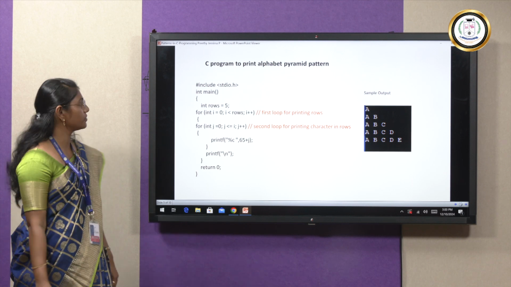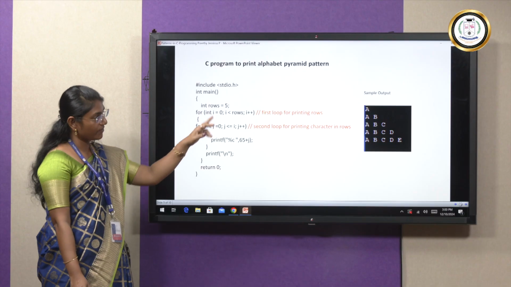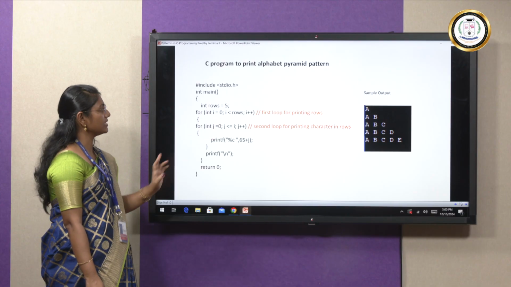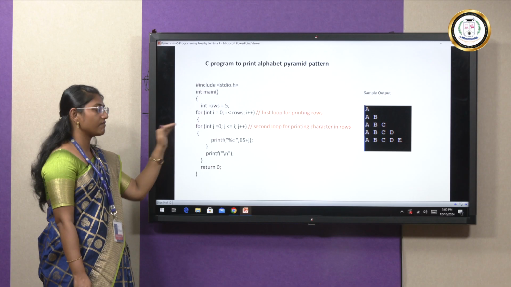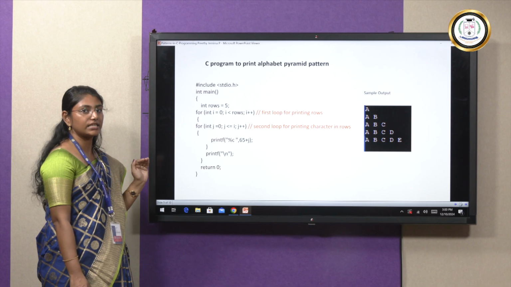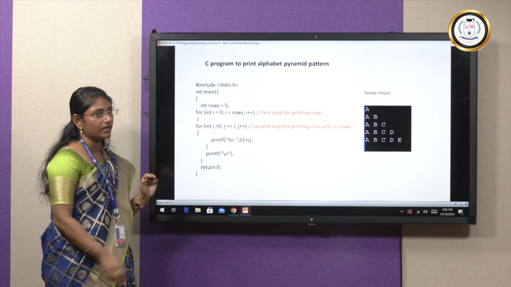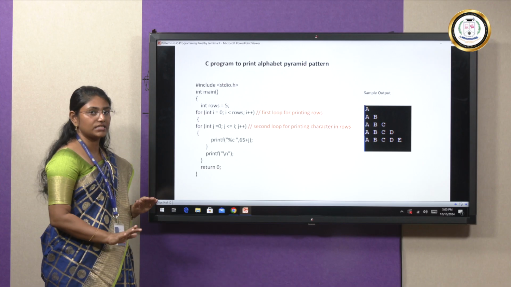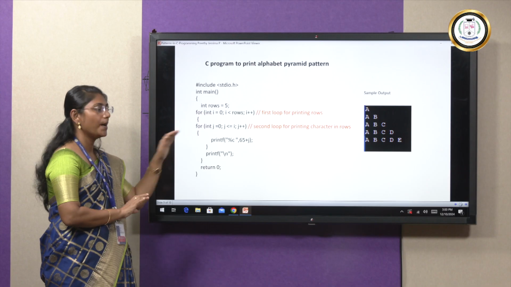So here is the same program. Rows is 5 only, because it is a 5 cross 5 matrix. I have 2 for loops, the outer for loop and the inner for loop. I is equal to 0, I less than rows. Rows will be replaced with 5, I++. Then I will be allowed inside, that is J, another loop, J less than or equal to I. None of the concept has changed. Only one thing we are changing, that is our printing.